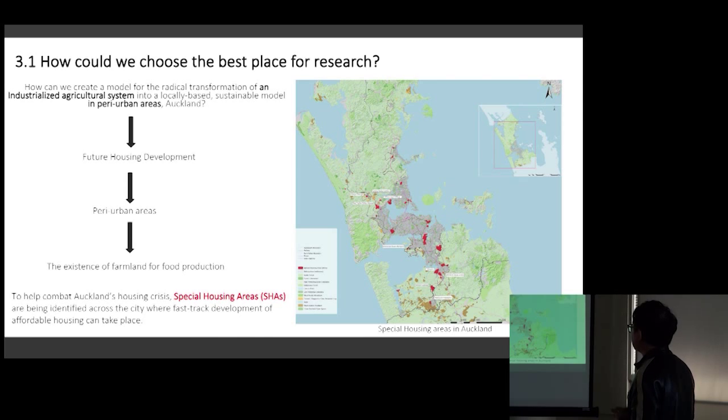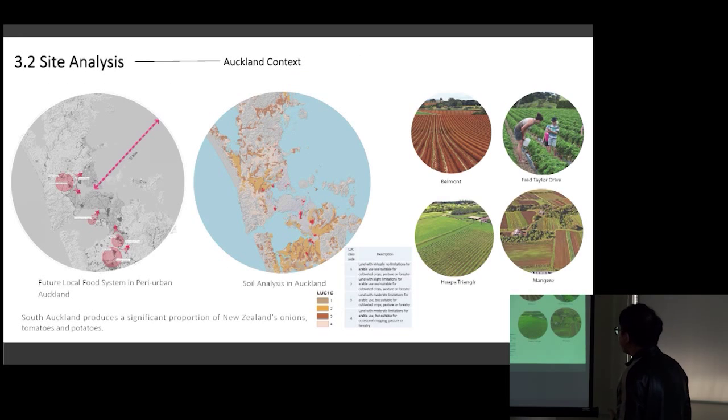So, the site selection. Which is the best place for our research? We have to find where the community is, so it's future housing development. I found special housing areas, and there are a lot of special housing areas close to the Auckland region. Some of them are near the rural-urban boundary, in the peri-urban area. If we look at the big region, we believe we can build an Auckland local food system. The peri-urban area is one part of the food system, a very important part of it.